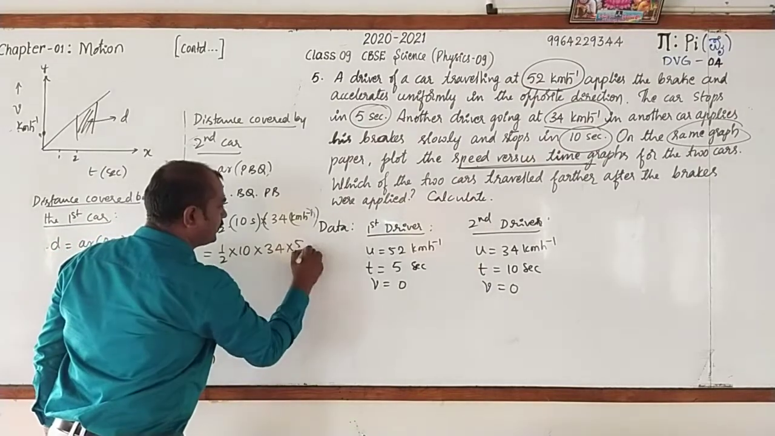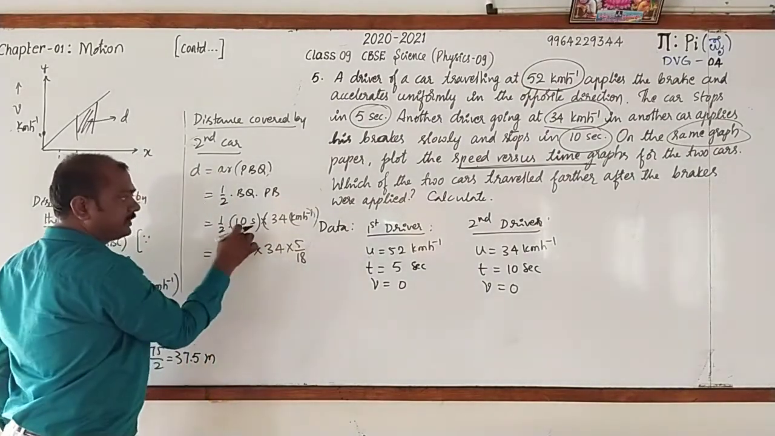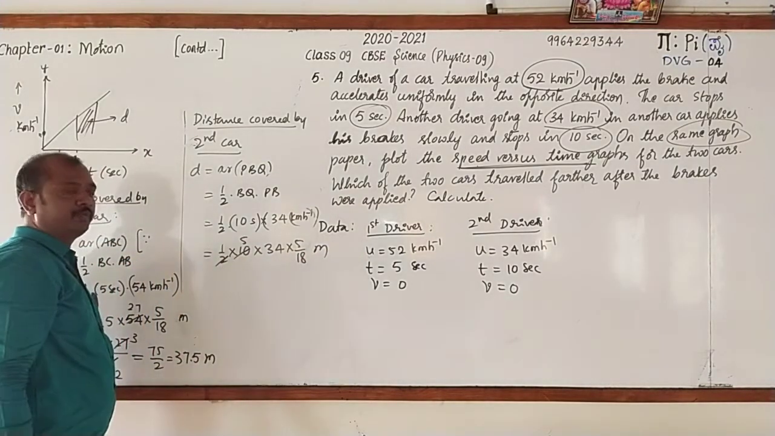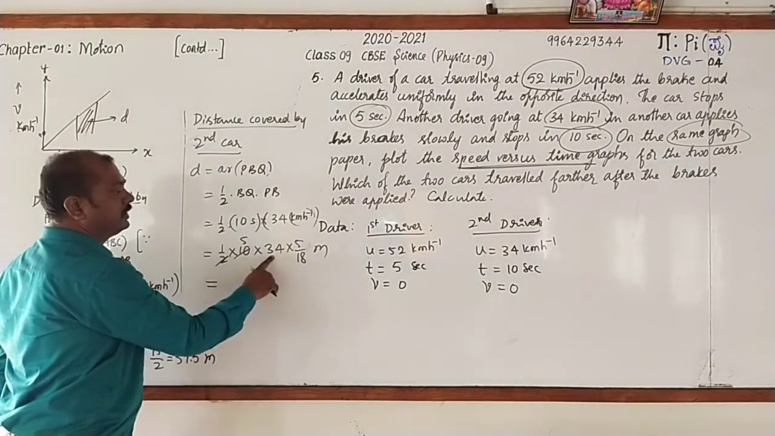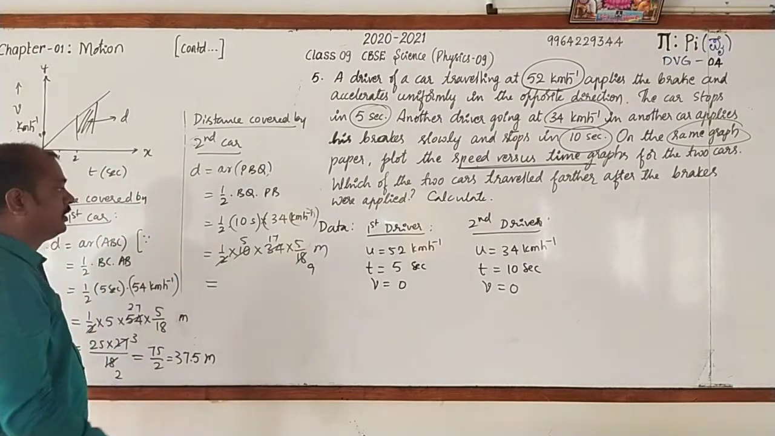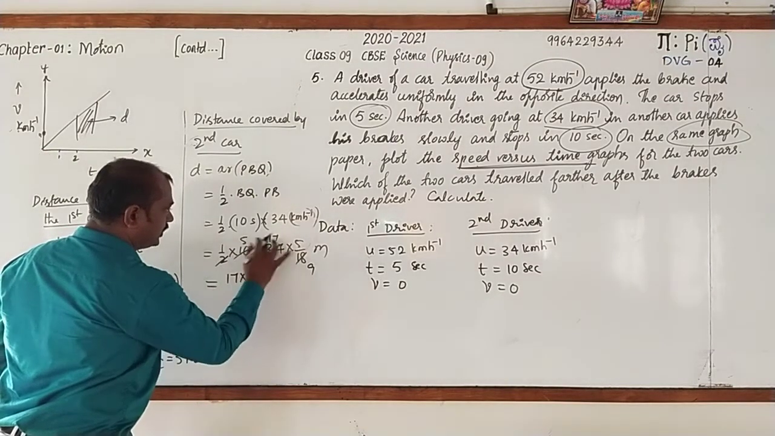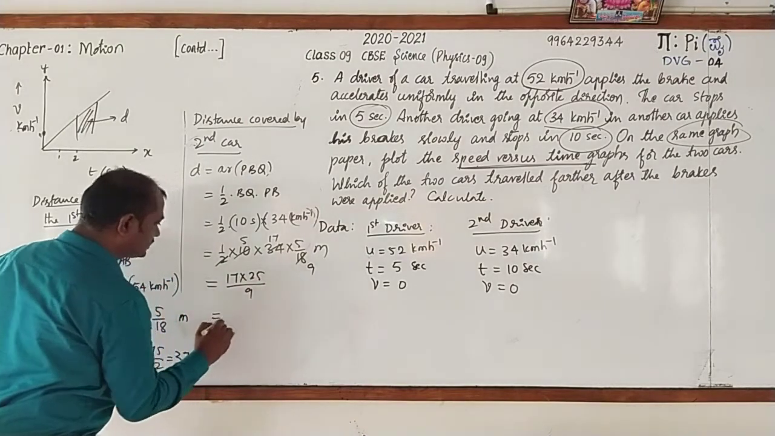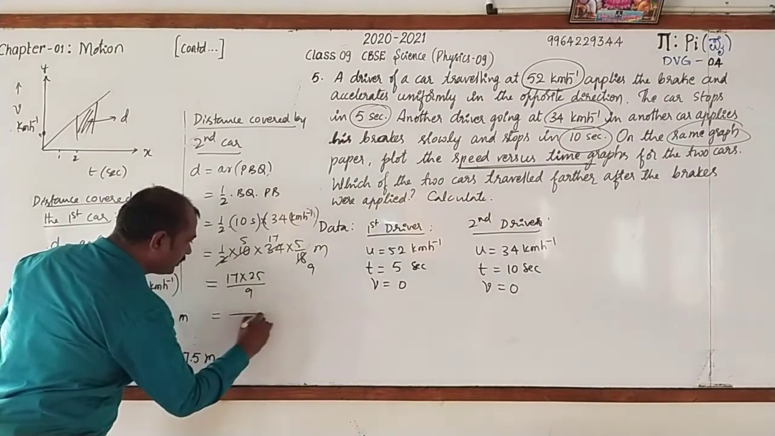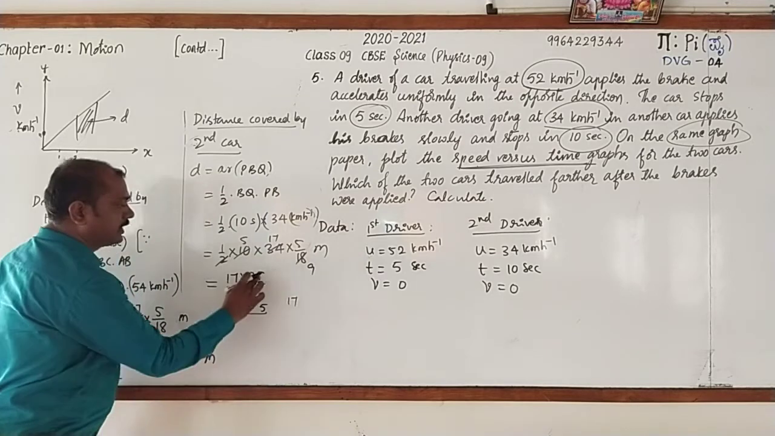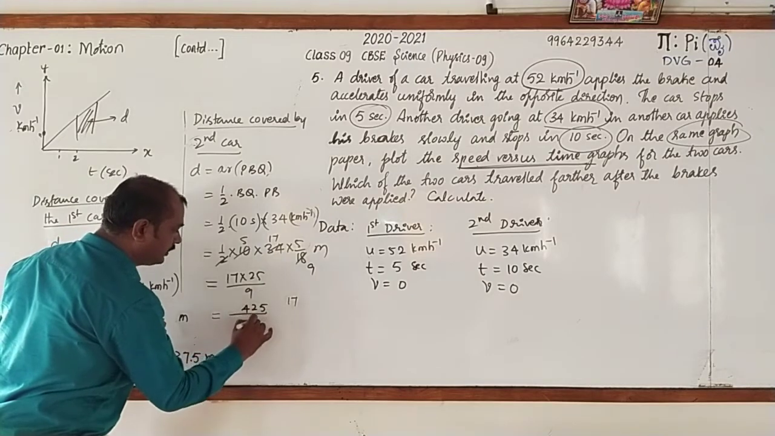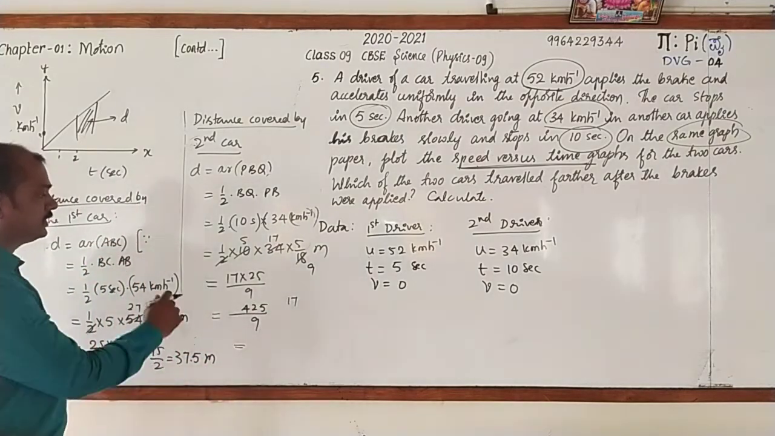It is 34 into 5 by 18 meter per second. Second gets cancelled, meter will remain. Now 2 ones are 2, 2 fives are 10. Again you can go for cancelling here: 2 nines are 18, 2 17s are 34. Now 17 into 5 fives is 25 by 9. This is equal to 17 into 25. 25 sevens are 175, 17 is the carry. 25 ones are 25 plus 17 is 42, so 425 by 9.